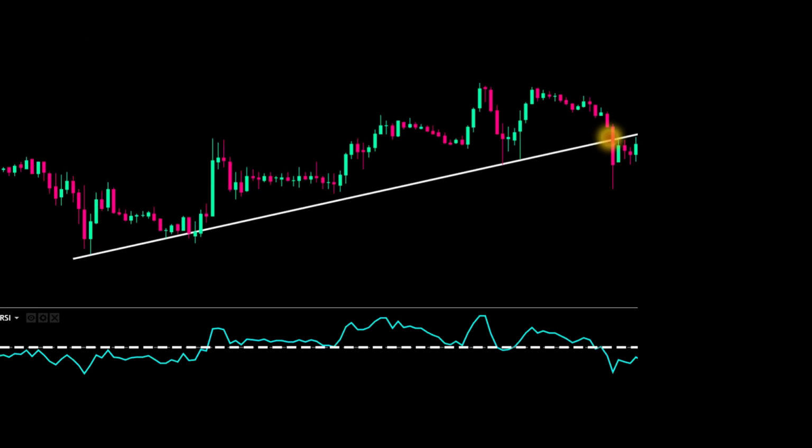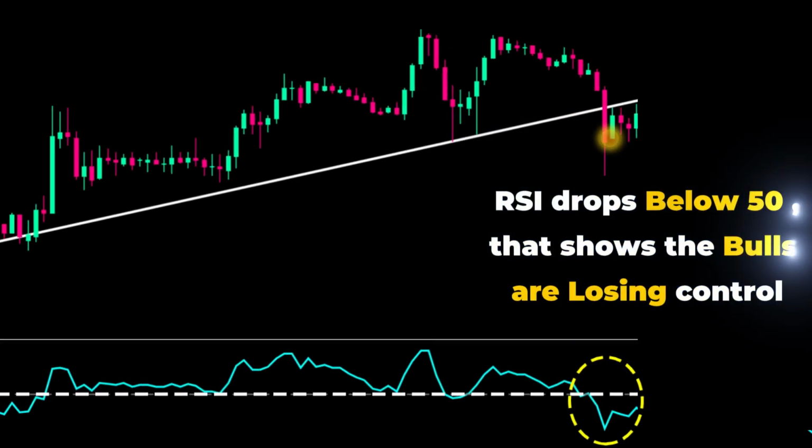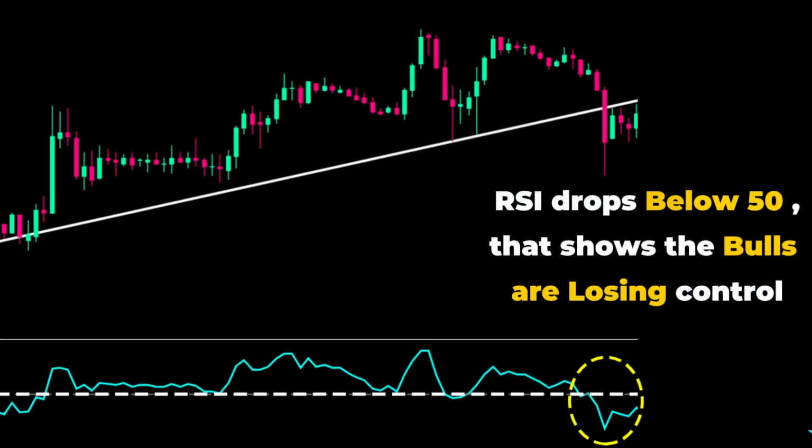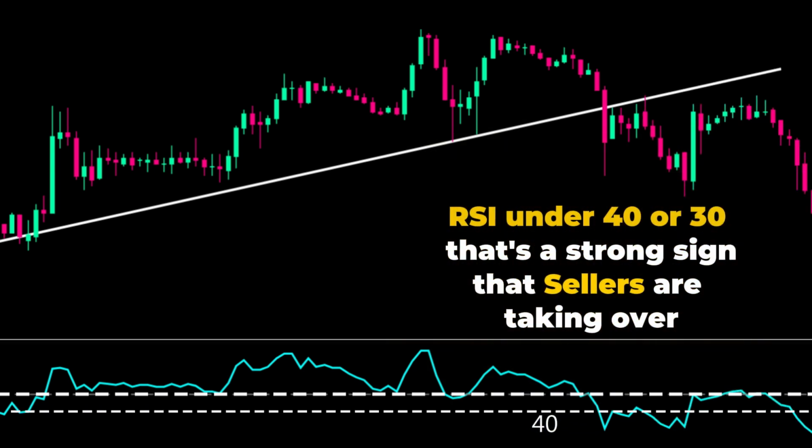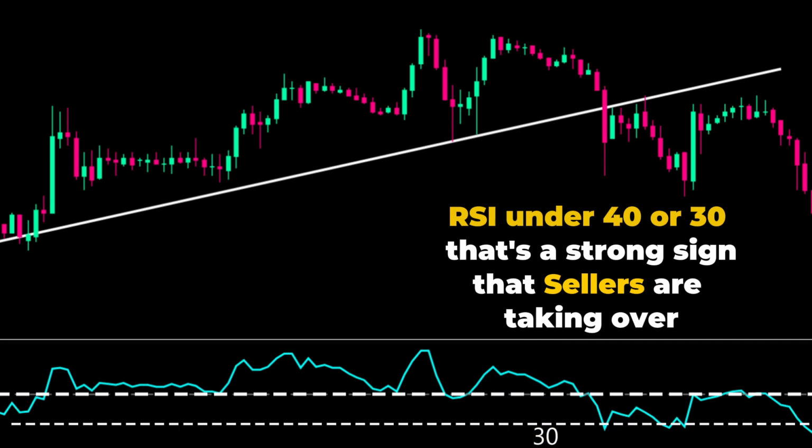Now flip it. If you're in an uptrend and price breaks below the trend line, check if RSI drops below 50. That shows the bulls are losing control. If RSI goes even lower, like under 40 or 30, that's a strong sign that sellers are taking over.